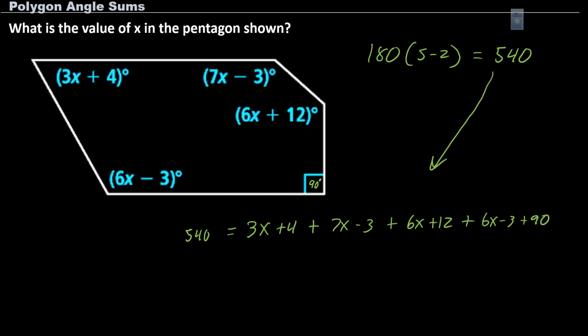So from here, we're going to combine like terms. So we have a 3x, a 7x, a 6x, and a 6x. So together, that gives us 22x. And then we have 4 minus 3 plus 12 minus 3 plus 90, which gives us 100. So 540 is equal to 22x plus 100. If we subtract that 100, we get 440 is equal to 22x. And then if we divide out the 22, we get 20 for x.